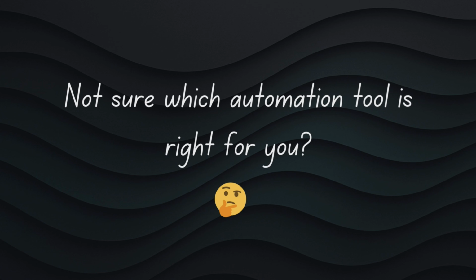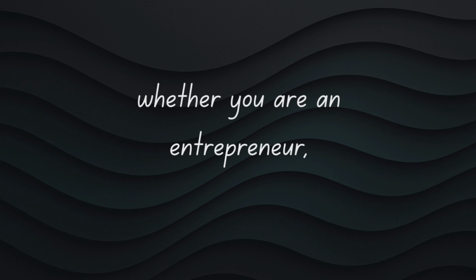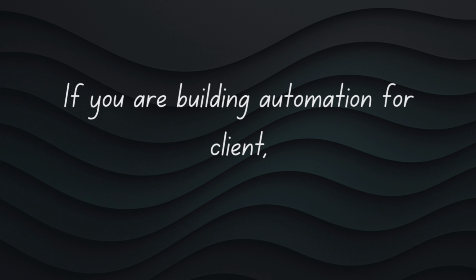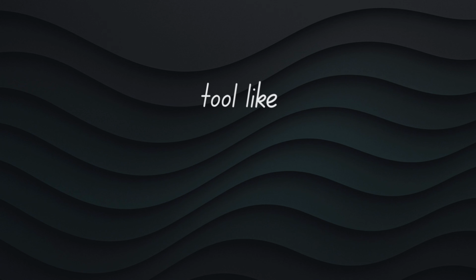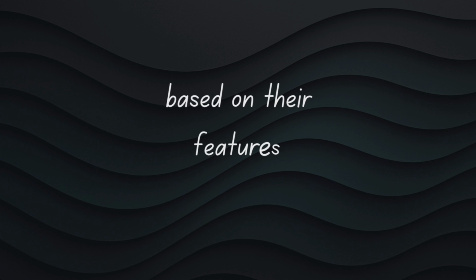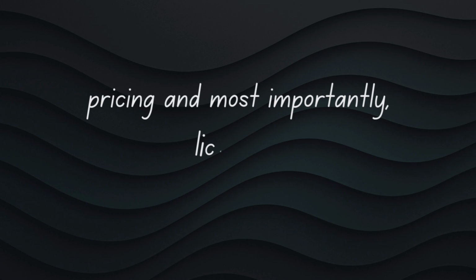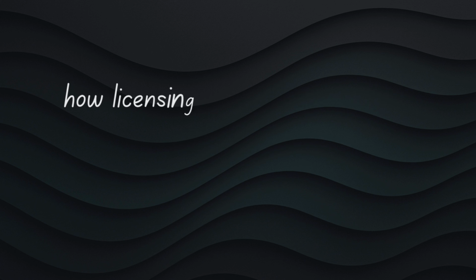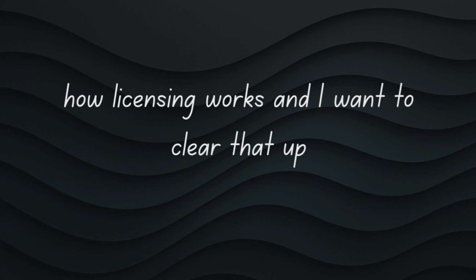Not sure which automation tool is right for you, whether you are an entrepreneur, developer, or beginner? If you are building automation for a client, this video is for you. I am going to break down the most popular automation tools like Zapier, Make.com, n8n, and Flowise based on their features, pricing, and most importantly, licensing.